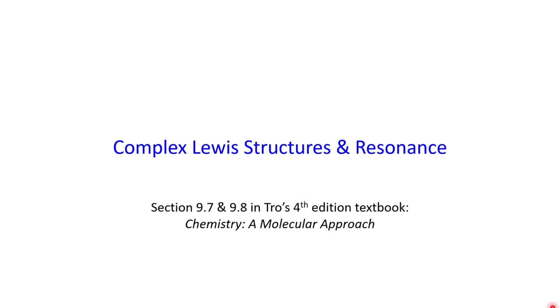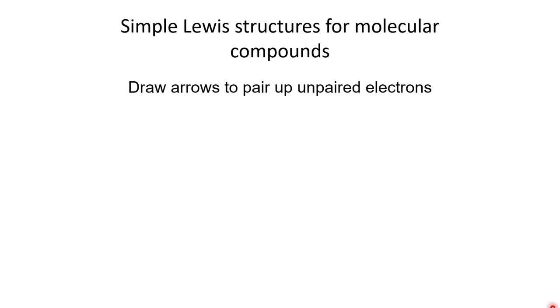We're now ready to move on to drawing some more complex Lewis structures, and we'll also be introduced to the idea of resonance. So simple Lewis structures for molecular compounds are pretty straightforward to draw. And you can use the technique of drawing arrows to pair up the unpaired electrons.